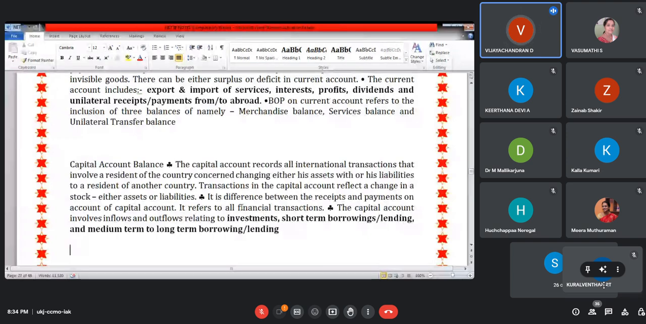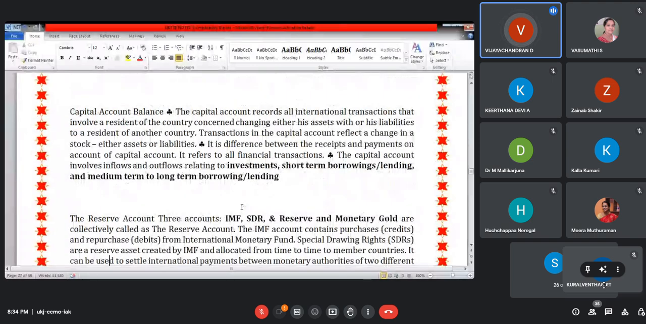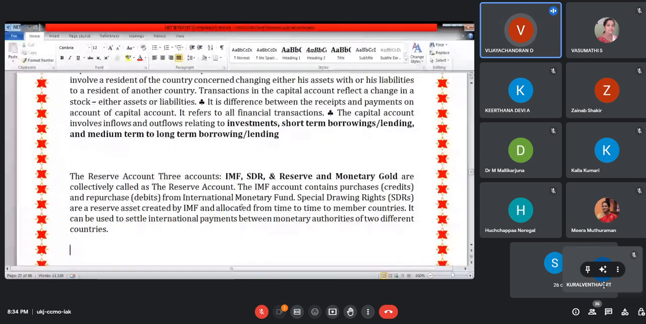That is very, very important. And this, so I told the statutory drawing right, SDR, IMF, International Monetary Fund, the reserves, the gold, the foreign currencies, are all coming under the reserve. They will ask in your exam, what are the heads coming under the reserve account? Only three heads: IMF, International Monetary Fund, special drawing rights, reserves, and monetary gold.